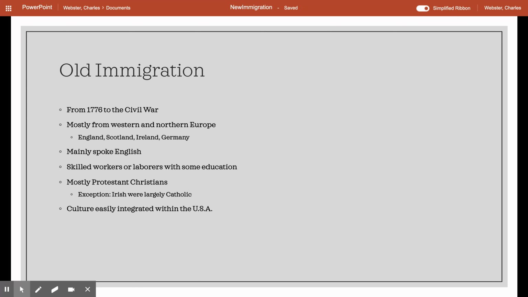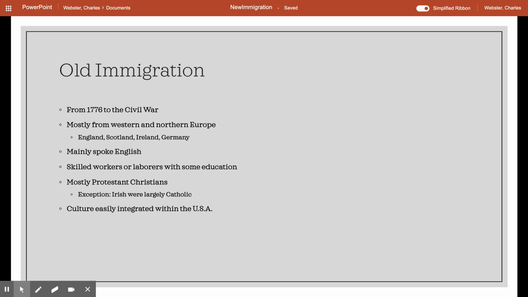Well, old immigration would fall in the time period from 1776 till about the Civil War, the 1860s. And most of these immigrants came from Western and Northern Europe, countries like England, Scotland, Ireland, and even Germany. And many of them spoke English. Even some of the Germans who came over could speak at least a little bit of English. And most of them were skilled workers, laborers with some level of education.